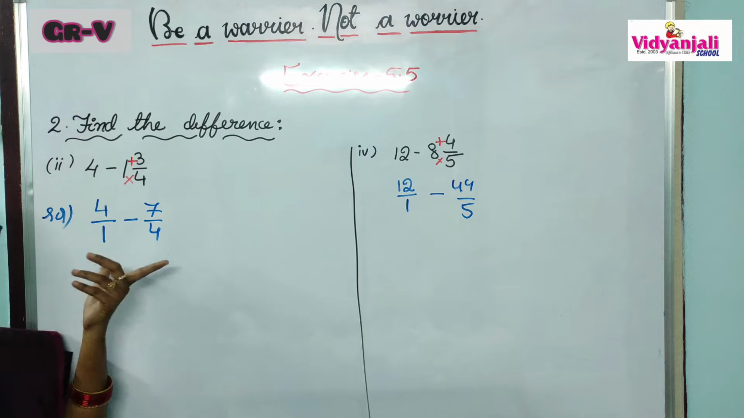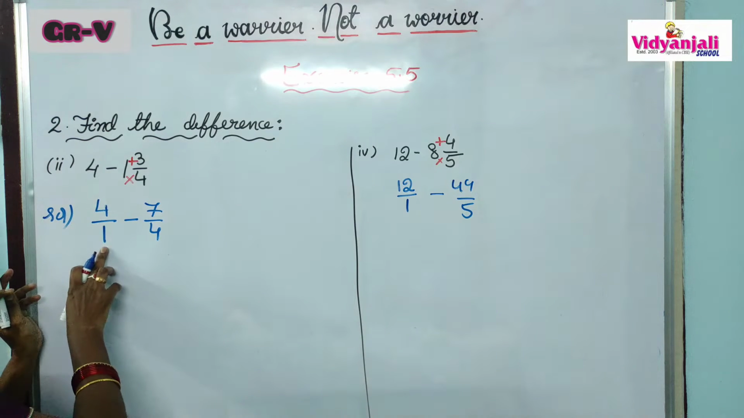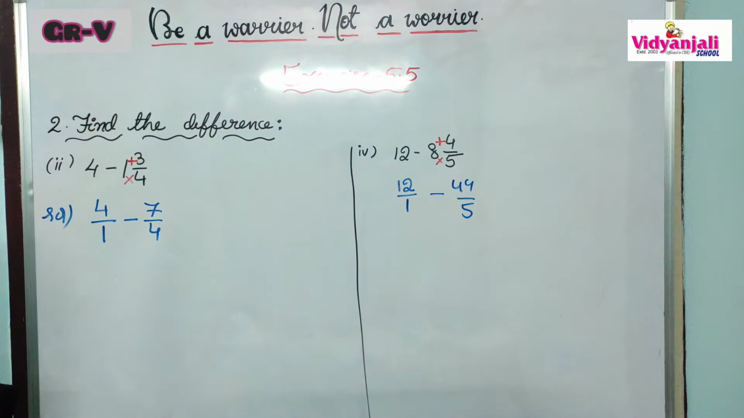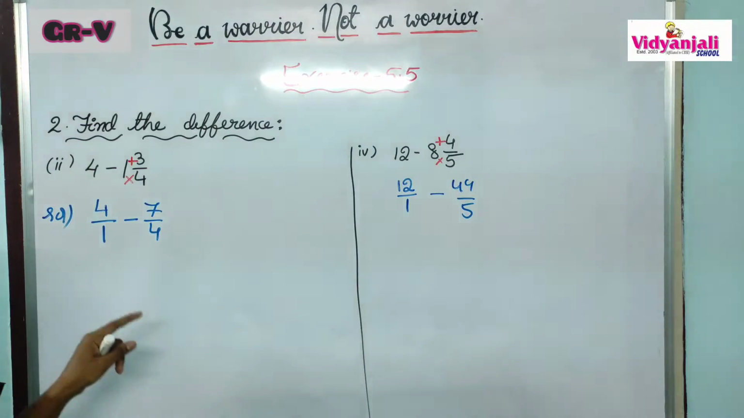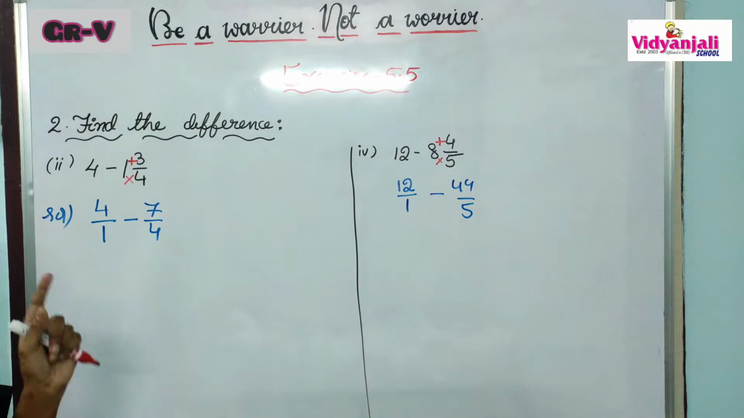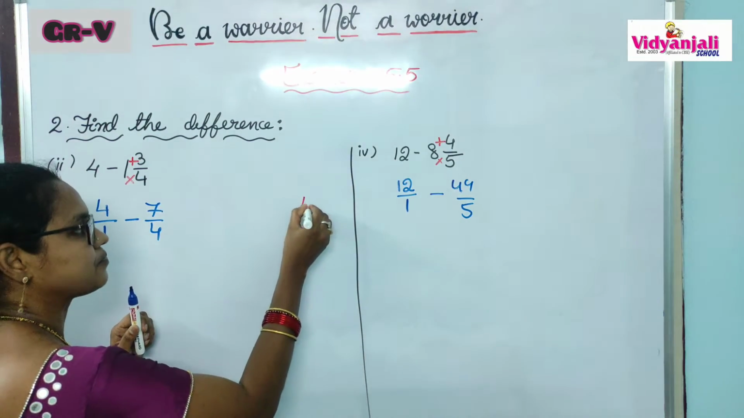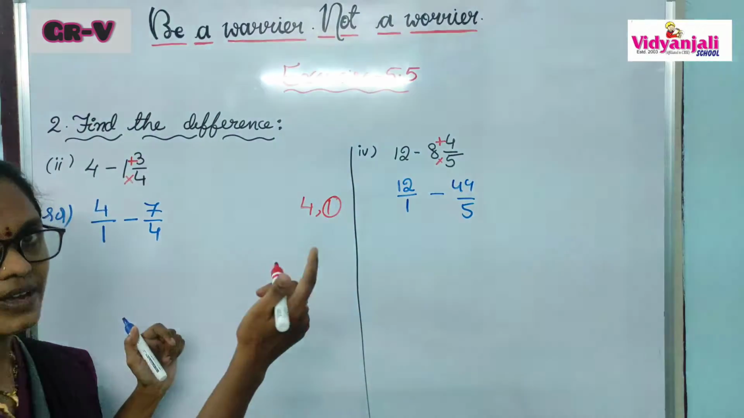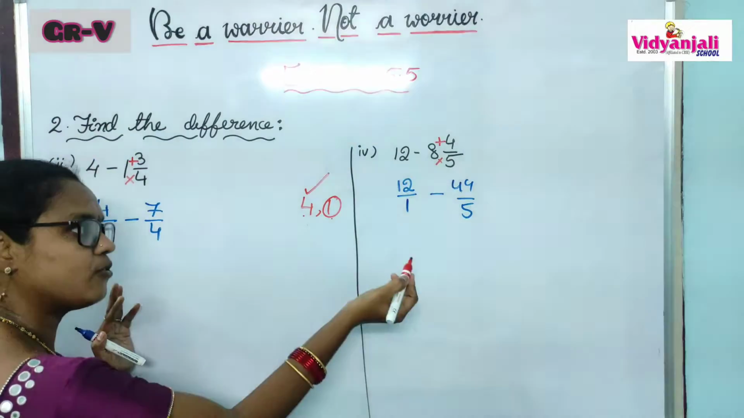How to subtract two unlike fractions. In the last session we learned the same thing, we will follow it today also. See, here 1 and 4 are different denominators, unlike fractions. Step 1 is to find the LCM of denominators. What are the denominators? 1, 4. What is the LCM of 1 and 4? Children, while finding the LCM of two numbers, like 4 and 1 in this, if one number is 1, then the other one will be the LCM. So, LCM of 1 and 4 will be 4.